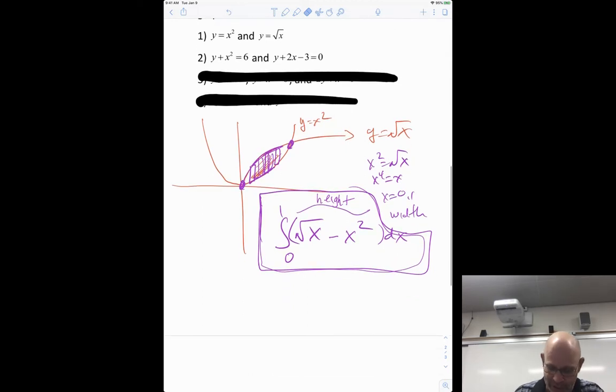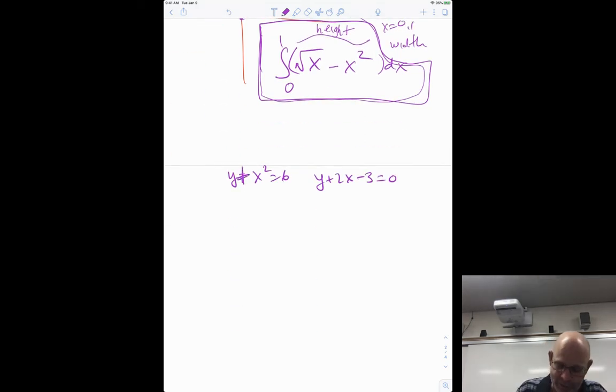So next one, I'm going to rewrite here so I can see it. y plus x squared equals 6. y plus 2x minus 3 equals 0. All right, so I'm going to rewrite these into forms that just help me graph it. And I need the 2 functions anyway. So the first one is negative x squared plus 6, and then negative 2x plus 3.